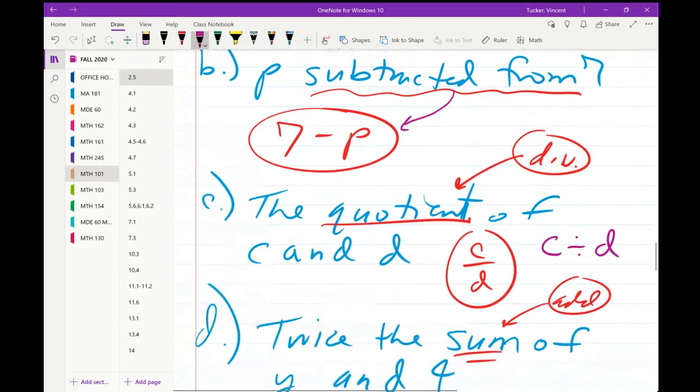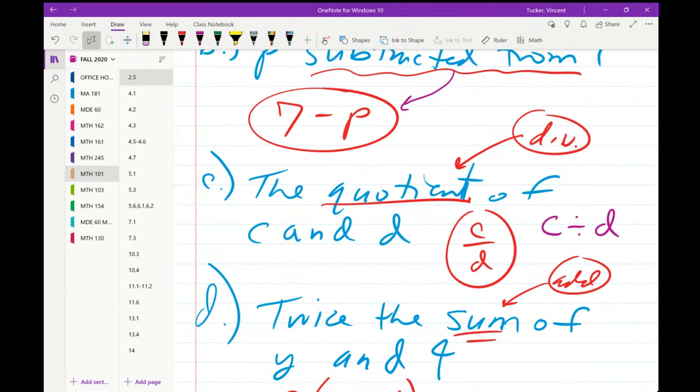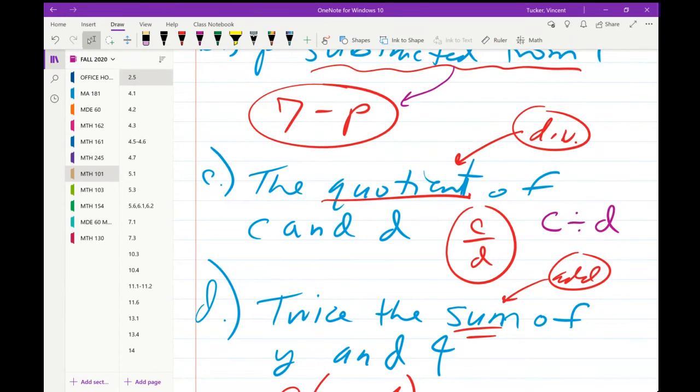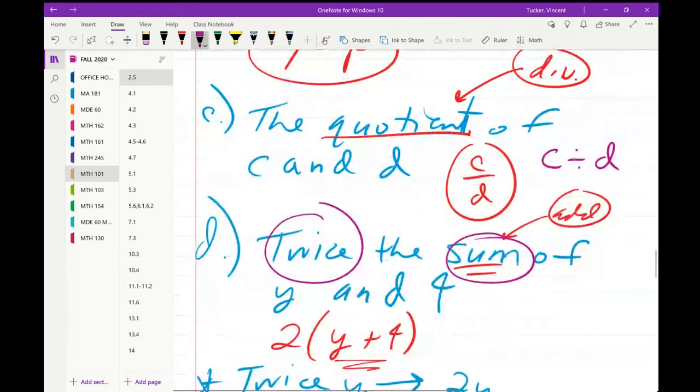All right. And then here we have two keywords, and this that'll let us know what we should be doing here. We have twice the sum of y and 4. And so sum means add, and twice means multiply by 2. So we would do this like that: 2 times y plus 4, and use parentheses around y plus 4. So using parentheses, remember, means that we're going to do that first. So I'll add y and 4 first, which would be the sum of y and 4, and then I'm going to twice it. Or in other words, multiply it by 2.